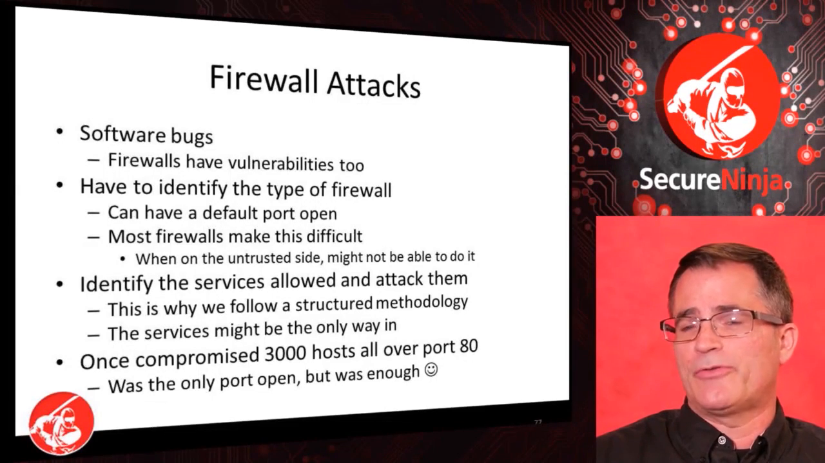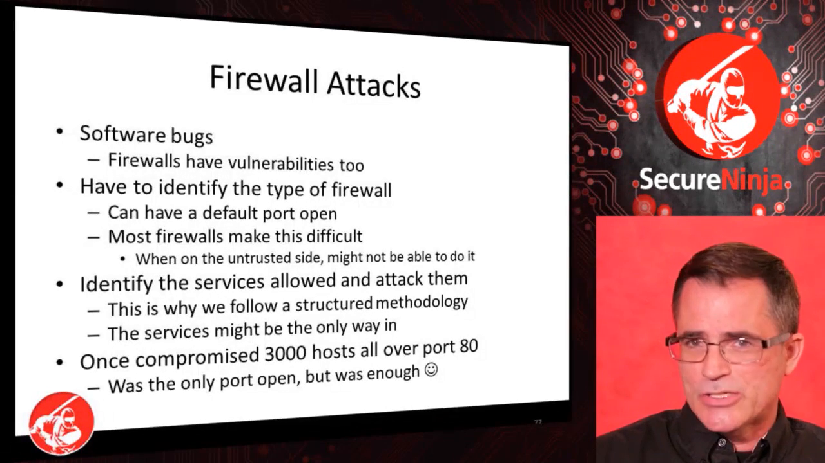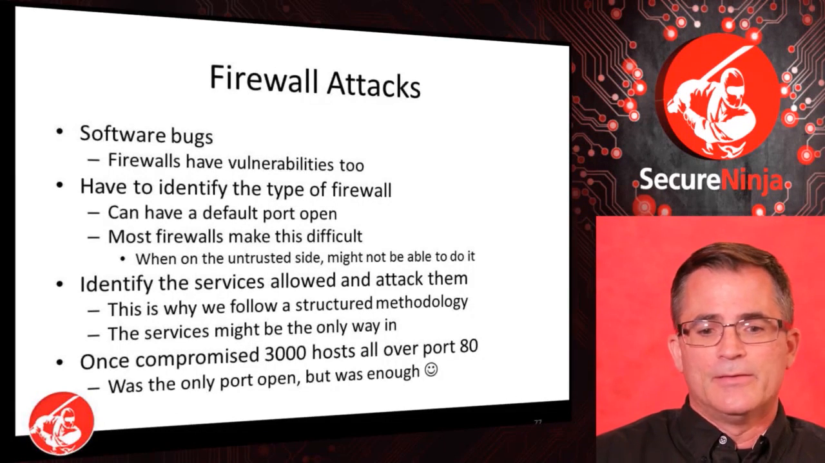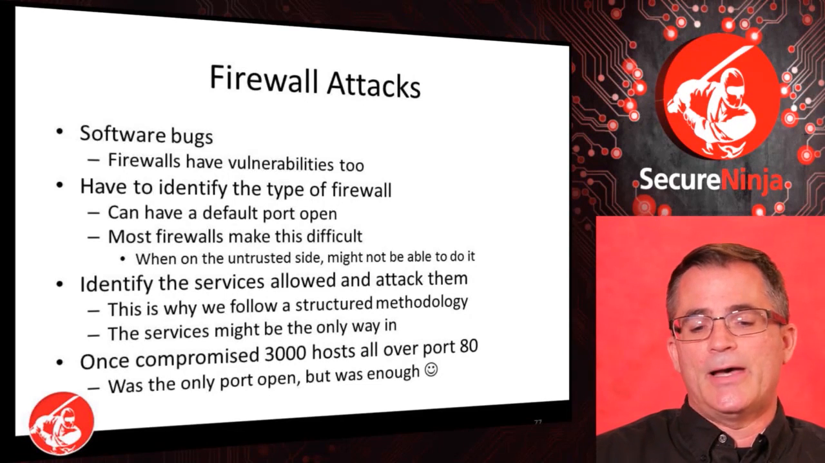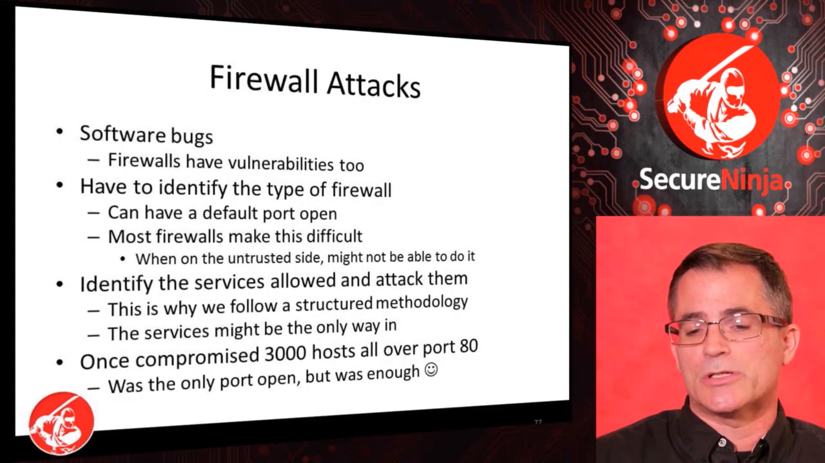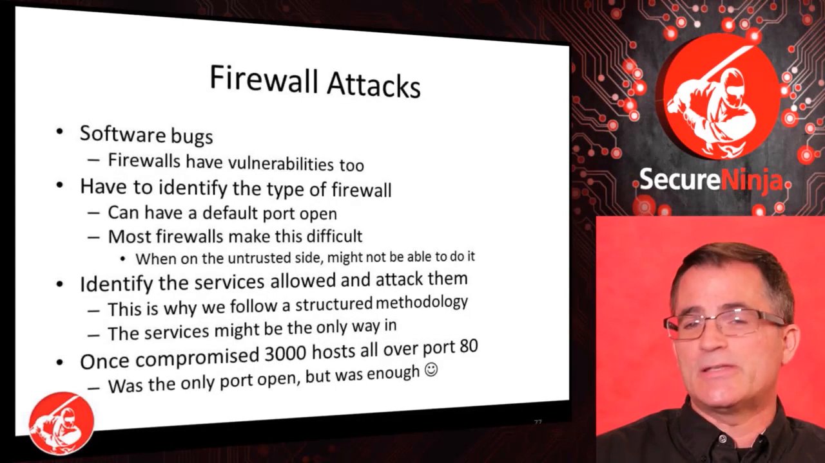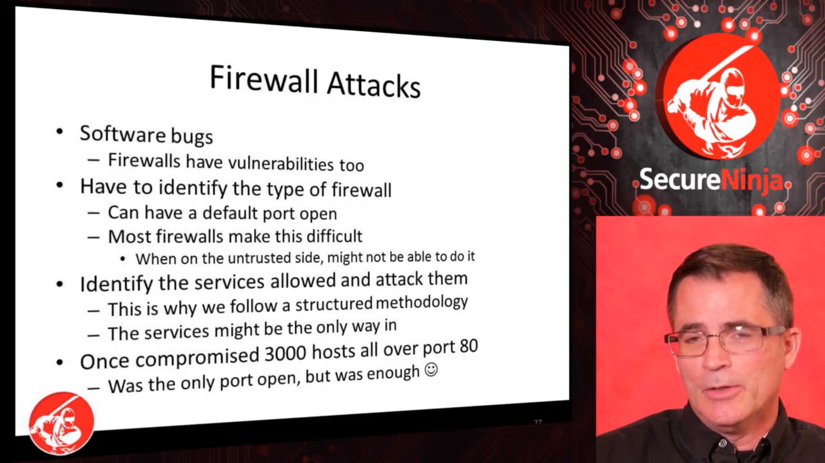That's why we follow a structured methodology as a red team. We're going to hack based on the structured methodology and find what lets us in. The services might be the only way in. I once participated in a team, and we compromised in a short period 3,000 hosts all over port 80. That was the only port allowed in by this organization. But over port 80 to those services, we were able to find enough vulnerabilities and leverage those vulnerabilities to compromise 3,000 hosts. So when you're doing red teaming, one access point is all we need, one port in or one service in, to be able to compromise the entire architecture. The only port open was port 80, but it was enough.